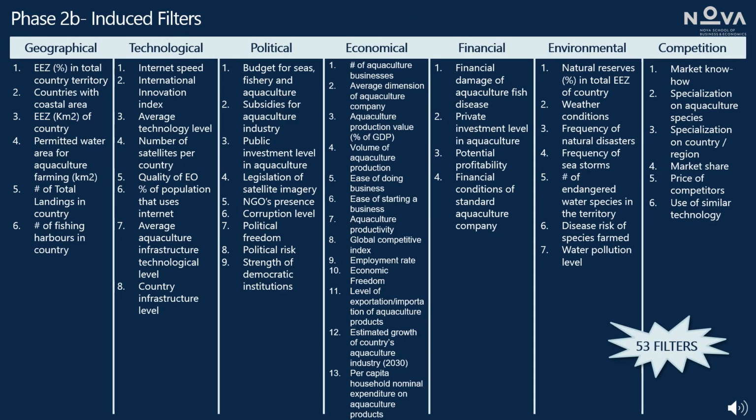Noting this criterion, a second individual research was conducted by the KDMs, originating 53 filters that were divided into 7 categories: geographical, technological, political, economic, financial, environmental, and competition.